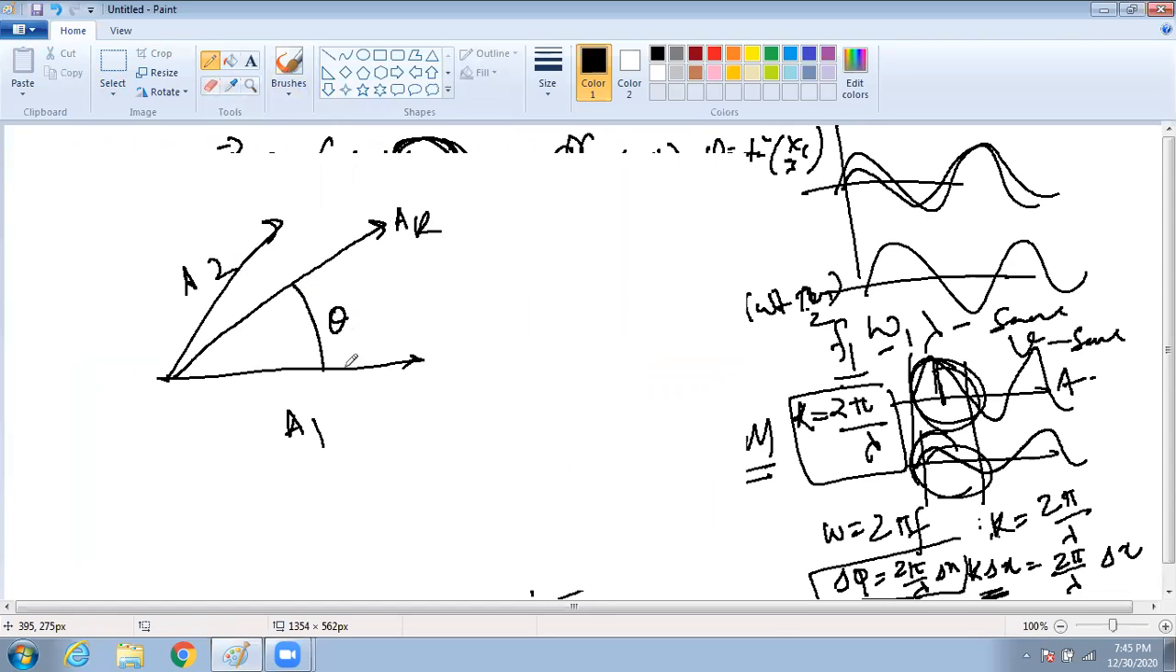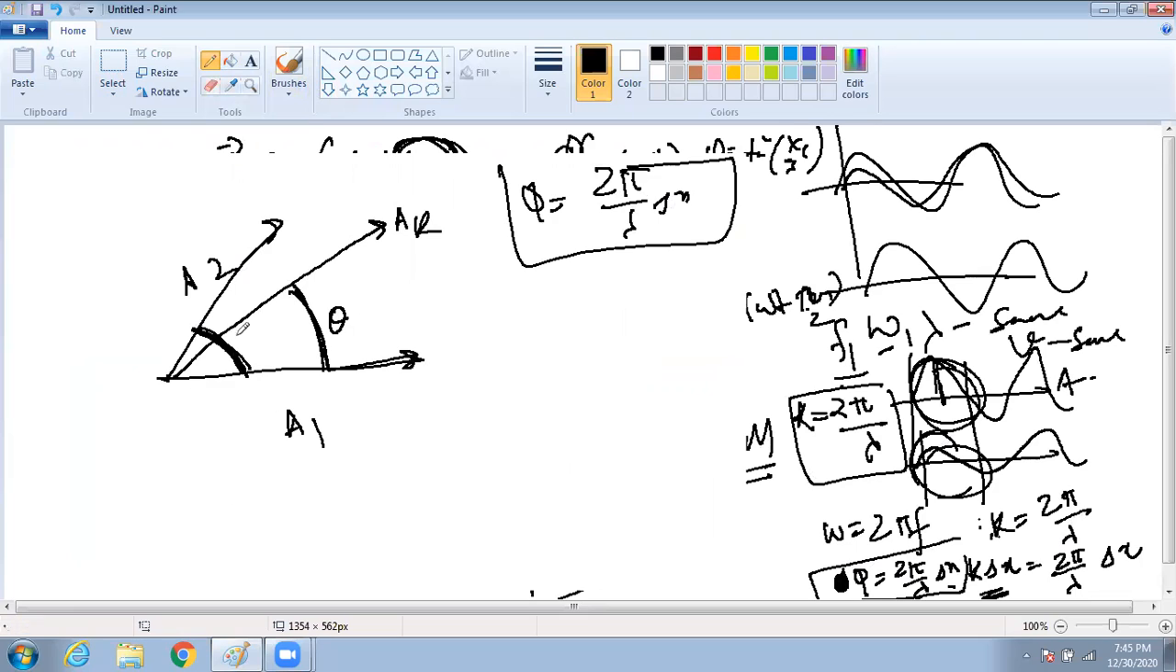The resultant is making angle theta with respect to the base. So this is the direction. And what about the phase difference? This phase difference is 2 pi by lambda into delta x. Exactly. So basically it is phi. You don't write delta phi, you write phi. This angle is phi. Clear?